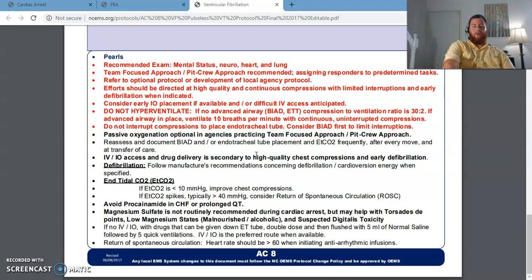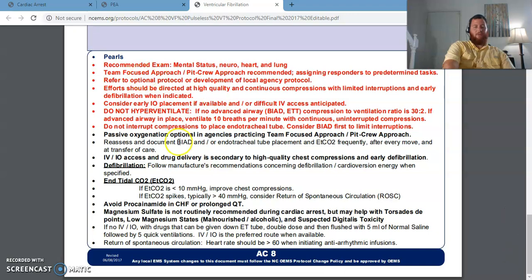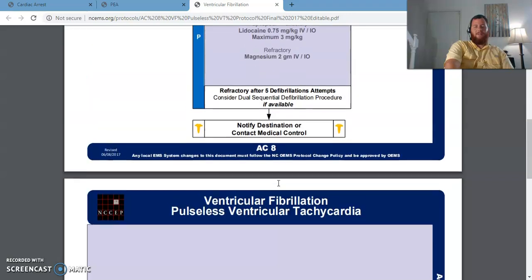Your pearls are very close to the same as the other protocols. There's a couple of extra little things down here at the bottom, so let's take a look at this. All right, so avoid procainamide in CHF or prolonged QT. You'll notice that procainamide wasn't even up here, right?